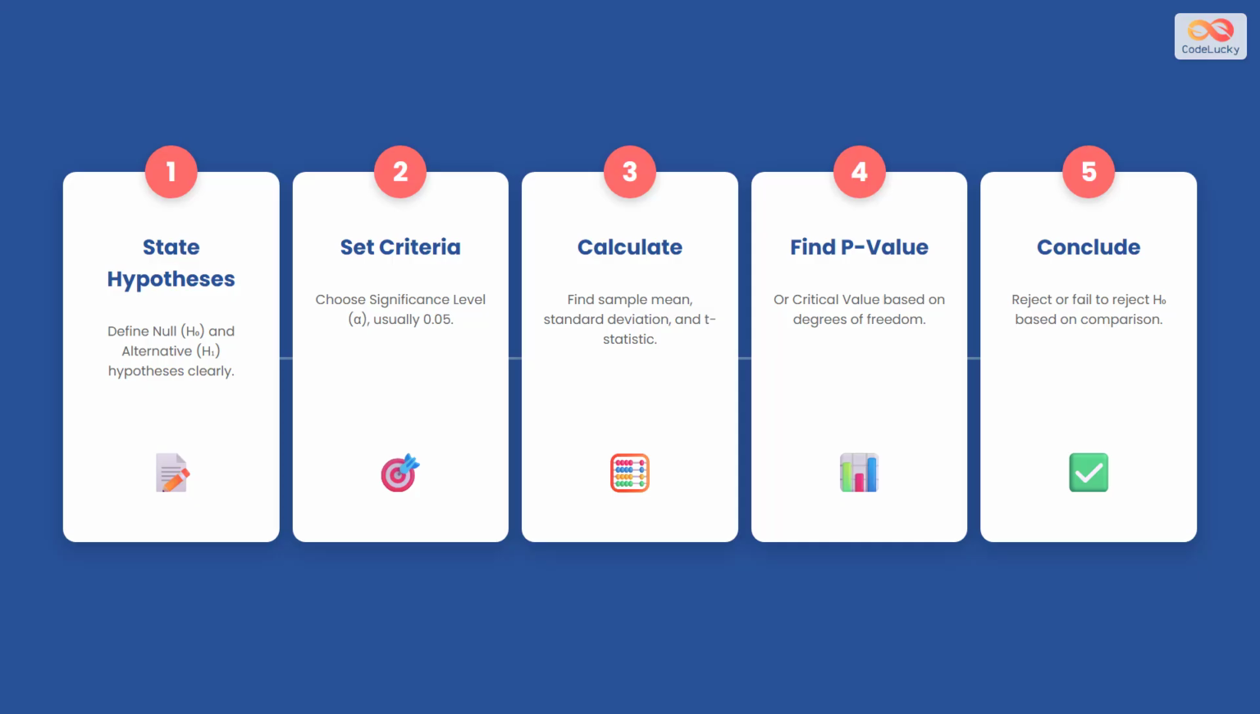The testing process follows 5 logical steps. First, state your hypotheses. Second, choose a significance level, usually 0.05. Third, collect your data and calculate the t-statistic. Fourth, determine the p-value or find the critical value. Finally, compare your results to make a conclusion about the null hypothesis.